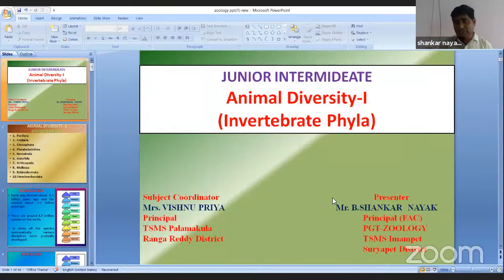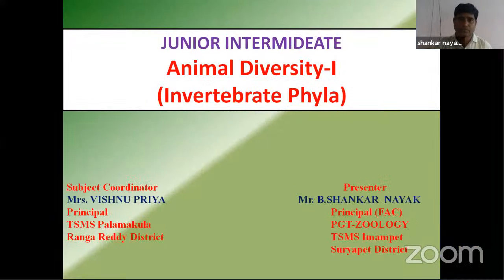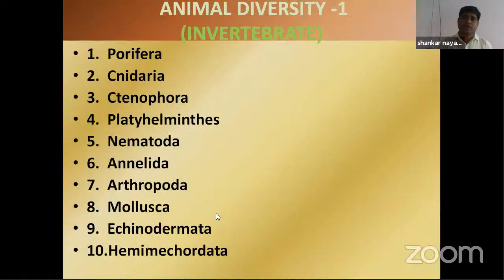In our textbooks, there are 2 animal diversities. Under Animal Diversity 1, we will learn invertebrate phyla. Under Animal Diversity 2, we will learn vertebrate phyla. Right now we are going to start invertebrate phyla. Among invertebrates, we are going to study the following phyla: Porifera, Cnidaria, Ctenophora, Platyhelminthes, Nematoda, Annelida, Arthropoda, Mollusca, Echinodermata, and Hemichordata. These 10 phyla we are studying under Animal Diversity 1.